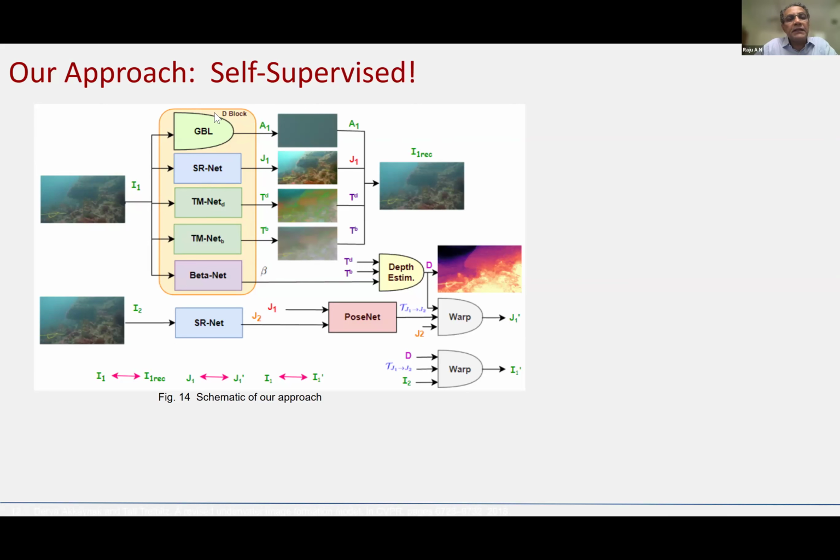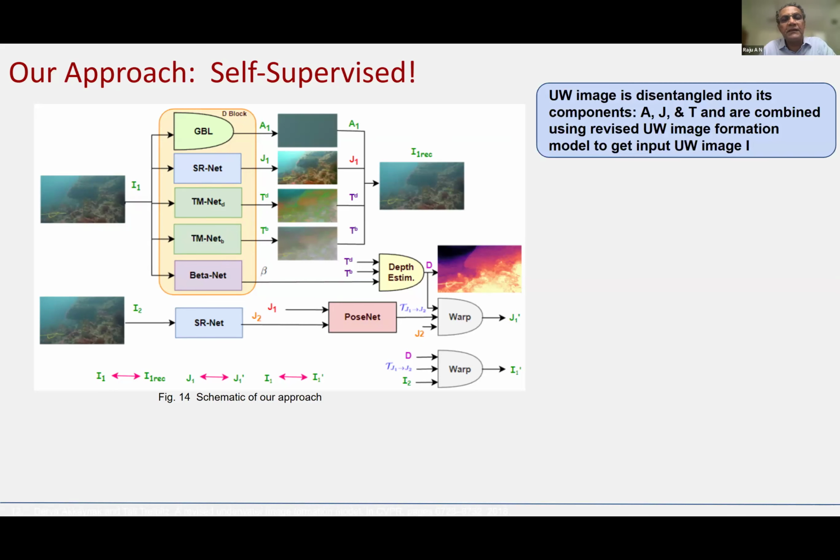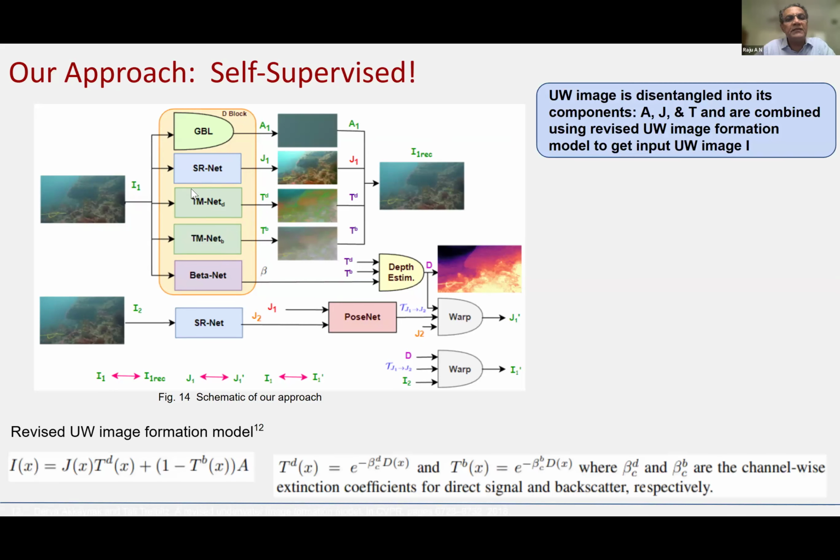Given that, we had to train these networks, so we needed self-supervision, because it's completely self-supervised. The self-supervision losses were of the following type. We would expect these modules to disentangle the input such that we can get the air light, the radiance, and so on. And then one of the losses in the self-supervision is to combine these together using the image formation model that is on the slide, and then compare the reconstructed image, I1 rec, with I1. That is one loss.